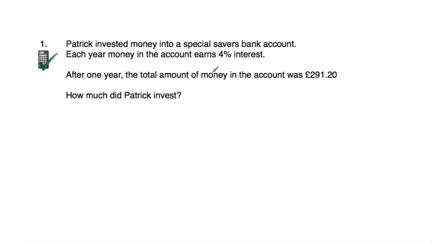One approach is to consider how much money he had in the bank to begin with, so let's let that be 100%. If it increased by 4%, then he would have 104%. So that's how much money would be in the bank, 104% of what he started with, because it went up by 4%. And that is equal to £291.20. Now we want to find out how much money Patrick had in the bank to begin with, the 100%.